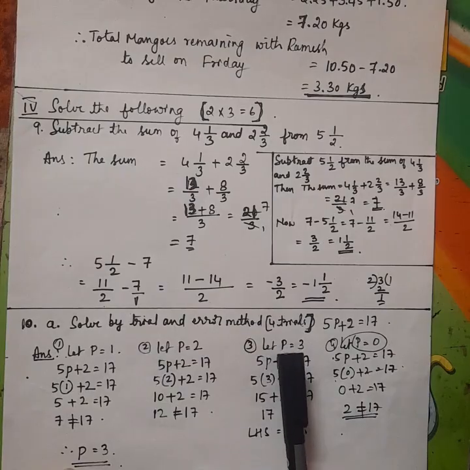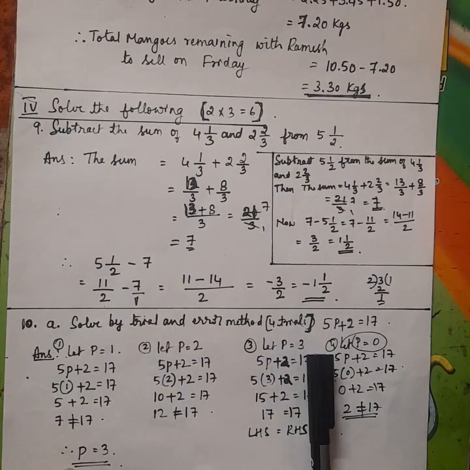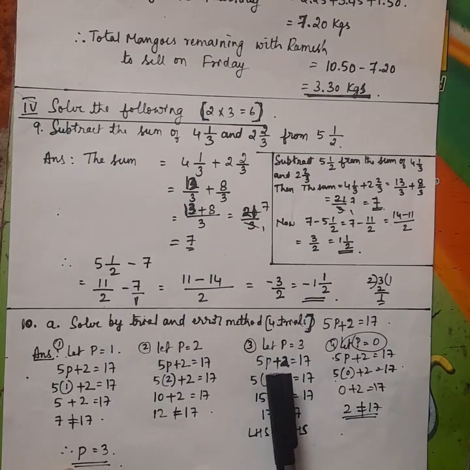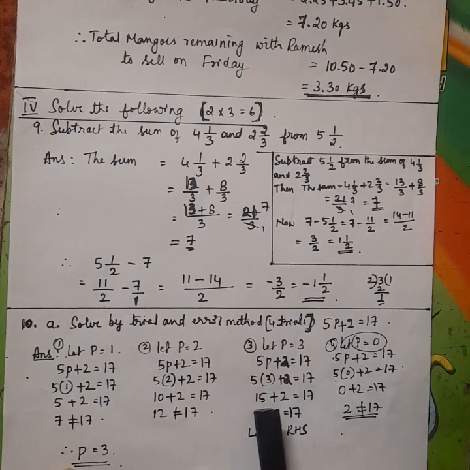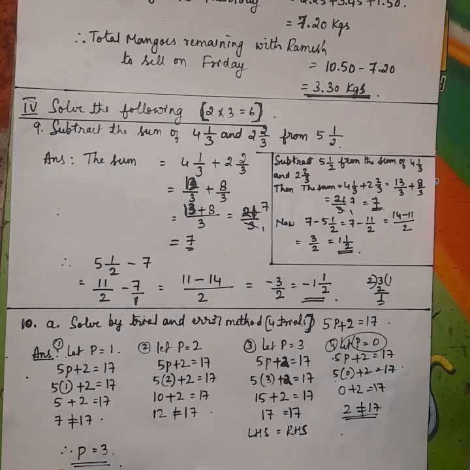Now let's take p as 3. Write the equation 5p plus 2 is equal to 17. 5 into, write p as 3, plus 2 is equal to 17. Now 5 into 3 is equal to 15 plus 2 is equal to 17. So 15 plus 2 is equal to 17. So here also there is 17. So LHS is equal to RHS. Therefore the value of p is 3.